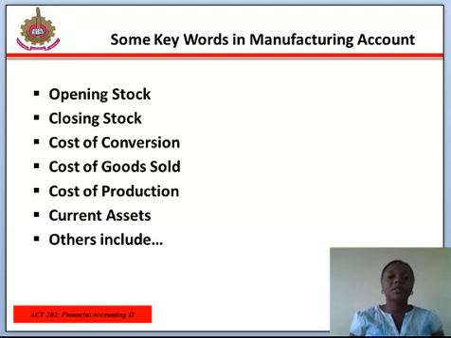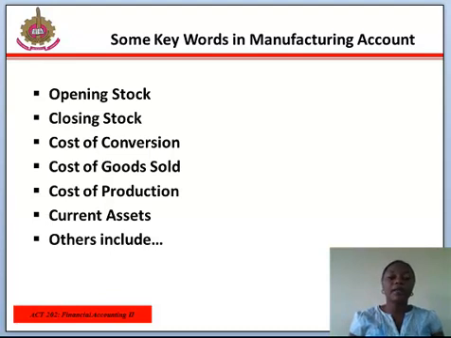The cost of conversion. These are expenses that are incurred in the factory, that is for processing raw materials into finished goods, while the cost of goods sold is the difference between the cost of goods available for sale and the cost of goods in stock. The cost of production. This is the cost of goods that are produced, which includes cost of raw materials consumed and all manufacturing expenses.